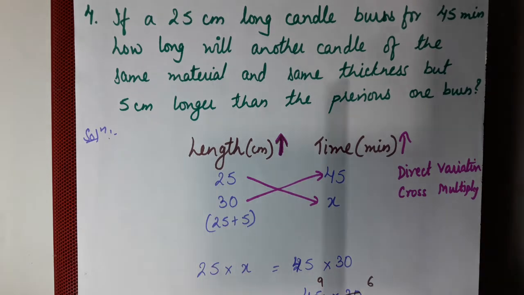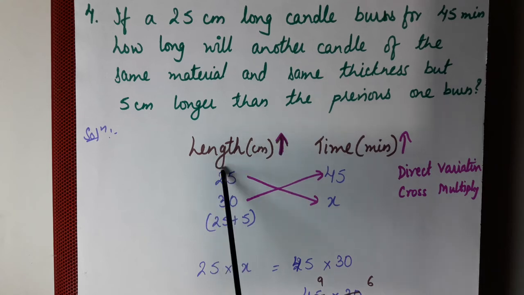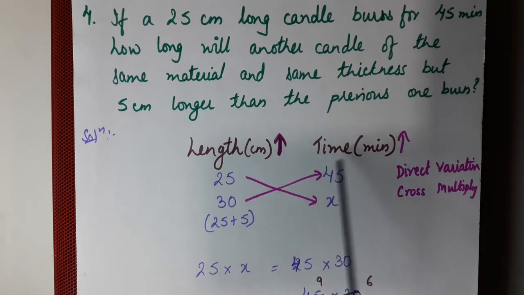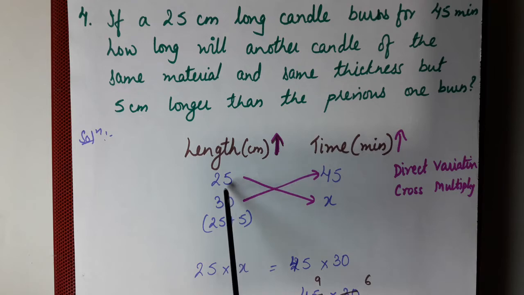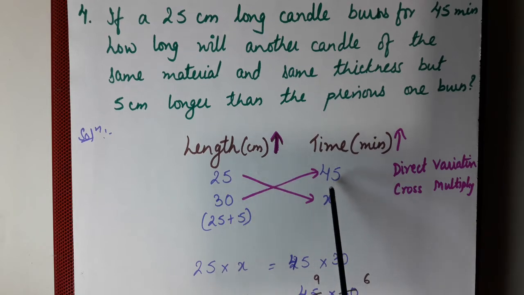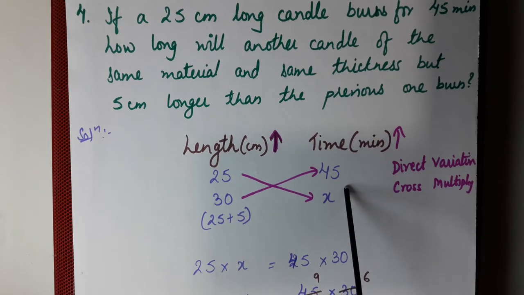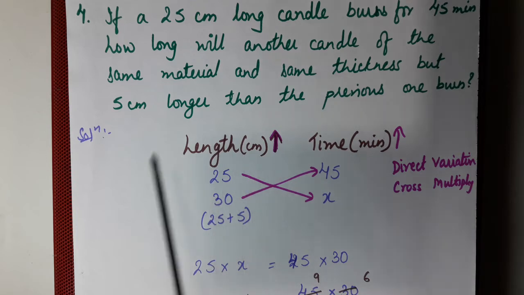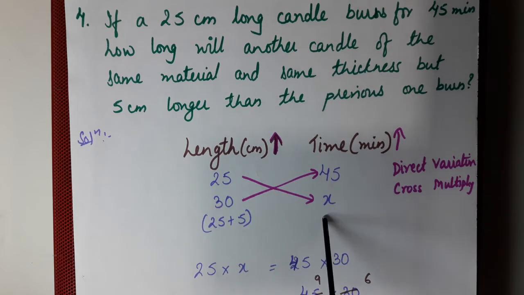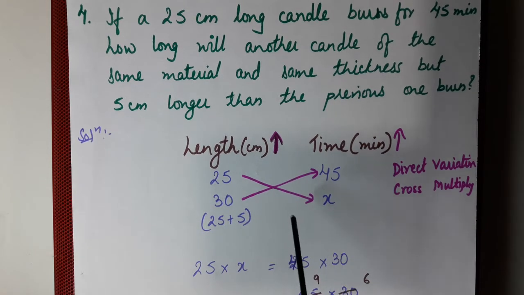What are the two keywords which are being talked about here? The length, which is in centimeter, and the time, which is given in minutes. So for 25 centimeter, the time for which it burns is 45 minutes. You need to find out how much time the candle will burn if it is 5 centimeter longer than the previous one. So 25 plus 5, that is the new length of the candle, is now 30. So it will burn for how much time?